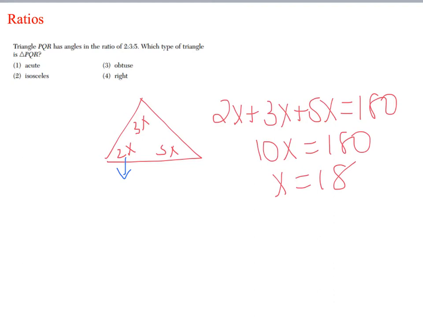2 times x, 2 times 18, is 36. 3 times x, or 3 times 18, is 54. 5 times x will give you 90. So when asked what type of triangle this is, since there's a 90-degree angle, it's choice 4, a right triangle.